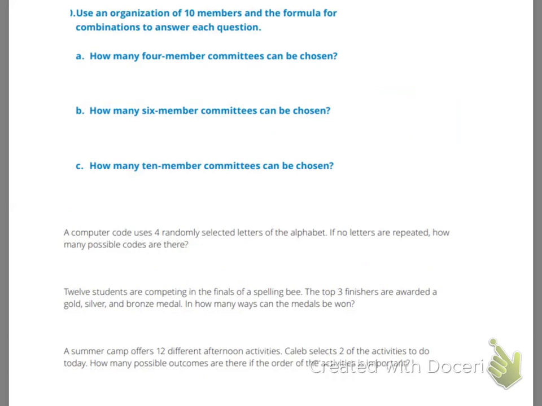Okay, so use an organization of 10 members and the formula for combinations to answer each question. How many 4-member committees can be chosen? So how many total members, because remember that always goes on the left, and then we are choosing 4. This one we have a total of 10 and we are choosing 6. This one we have a total of 10 and we are choosing 10. So go ahead and type these in, pause the video, and I'm going to put the answers up. Okay, so weirdly enough, if I have 4 members or 6 members, it's the same amount of outcomes to make committees.